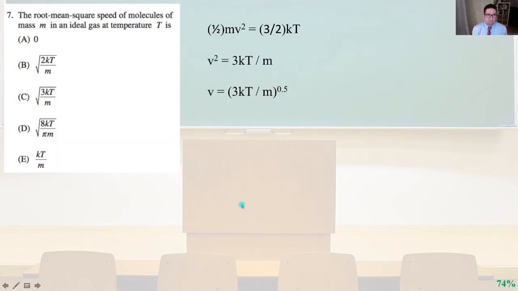Number 7, the root mean square speed of molecules of mass m in an ideal gas at temperature T is, now we're going to apply here that the kinetic energy, 1/2 mv squared, equals the thermal energy, 3/2 kT. And we have 3 dimensions of space here, so that's where that 3 comes from on the right-hand side. So we're going to get v squared equals 3kT over m, the mass, and then just take the square root of both sides. Velocity equals the square root of 3kT over m. So that is going to be answer C.